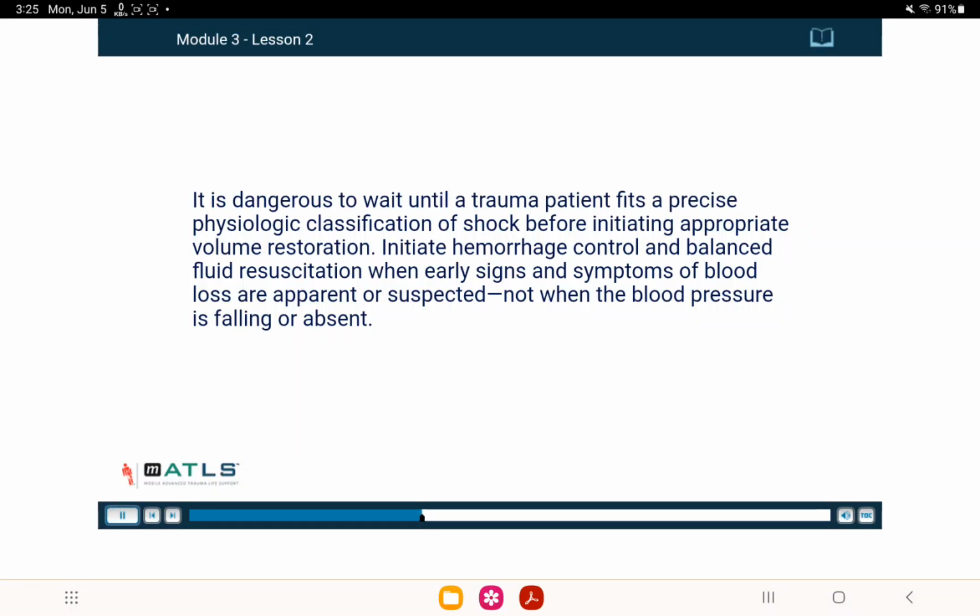Patient fits a precise physiologic classification of shock before initiating appropriate volume restoration. Initiate hemorrhage control and balanced fluid resuscitation when early signs and symptoms of blood loss are apparent or suspected, not when the blood pressure is falling or absent.